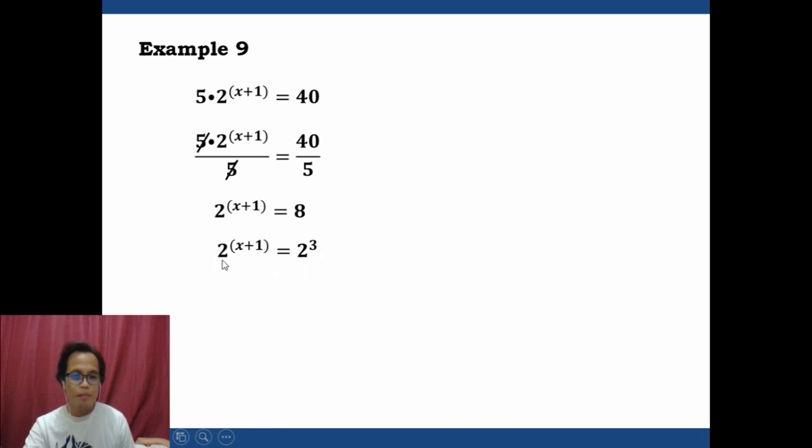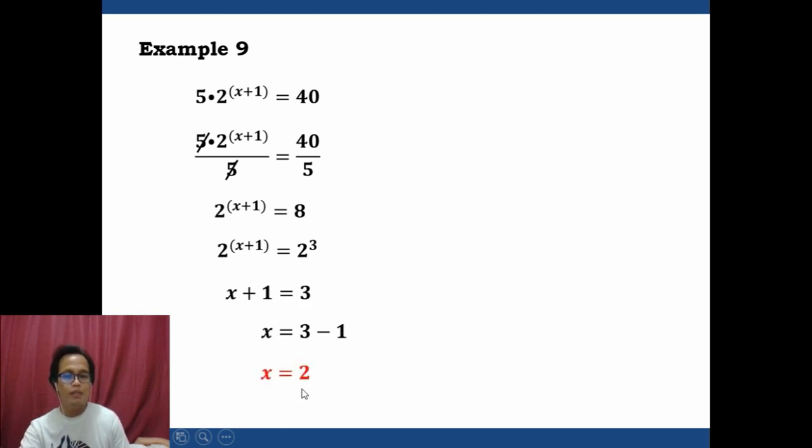They now have the same base 2. Equate the exponent. Okay? So, equate the exponent: x plus 1 equals 3. So, we leave the base there and focus on the exponent. So, x plus 1 equals 3. Before it was the addition property; this is the subtraction property. Minus 1 here, so minus 1 there. The 1 is cancelled and x remains. So, 3 minus 1 is 2. So, our x is equal to 2.